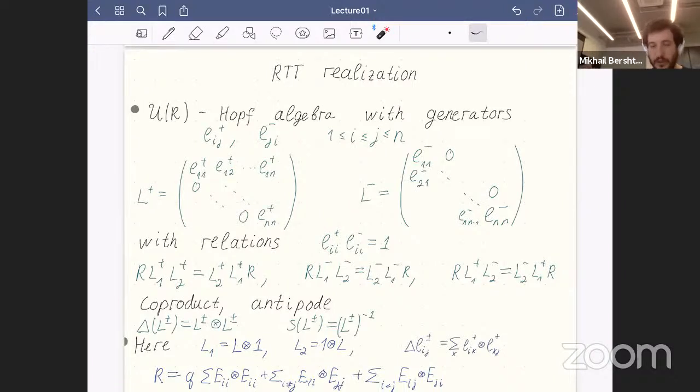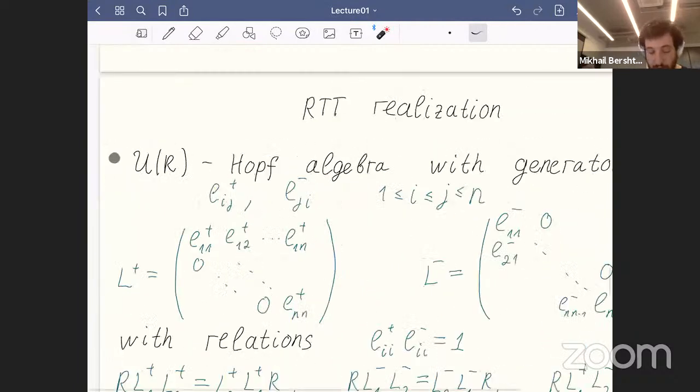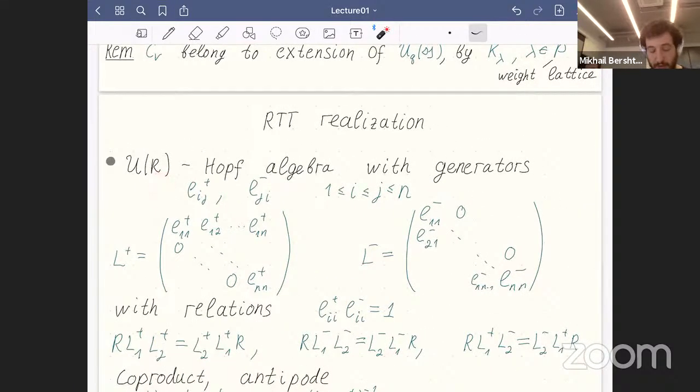I will talk about RTT realization only for the GLN case. There are stories about other classical types, but I ignore them, at least today. Here I wrote this R a bit differently from before. The universal R I wrote with another hat, this mathcal R, and this is just R. I don't know whether it's visible. Here R is some finite dimensional matrix.